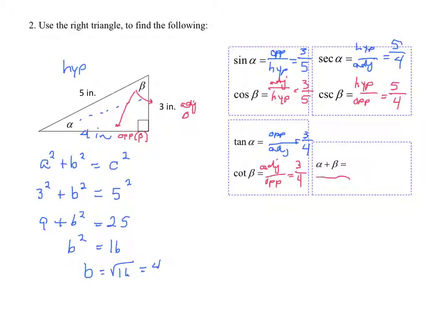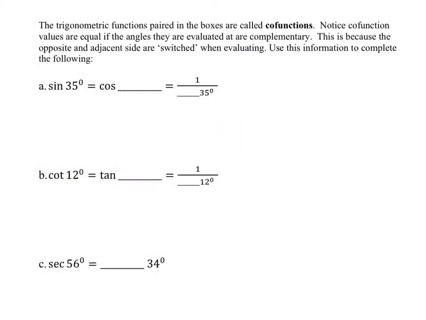And what can you tell me about alpha plus beta? Well, alpha plus beta, angle-wise, is going to equal 90 degrees. And you're like, why? Well, the sum of the angles of a triangle is 180, but I've already got one 90-degree angle, so the other two must add up to 90 degrees. Cool? So the sine of one of these angles is going to equal the cosine of the other. They're cofunctions, and you'll see this a little bit more as we go. Let's do the next slide.